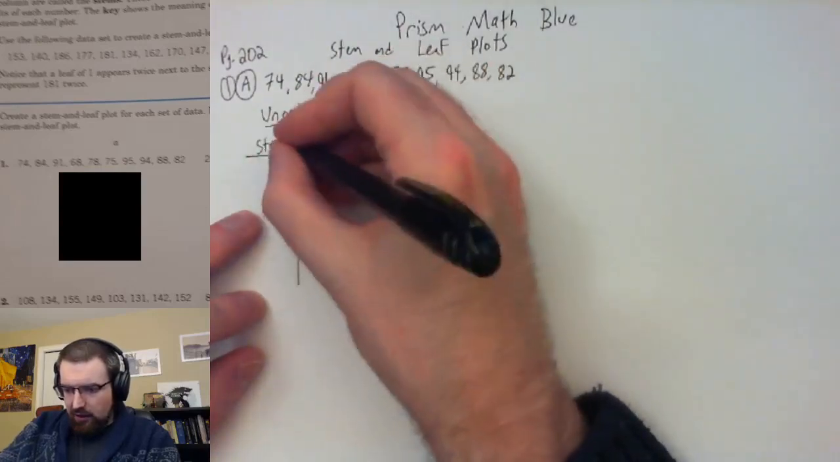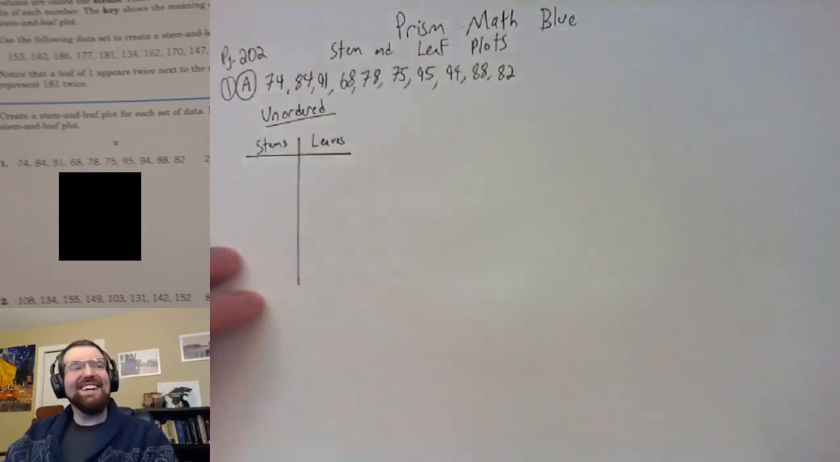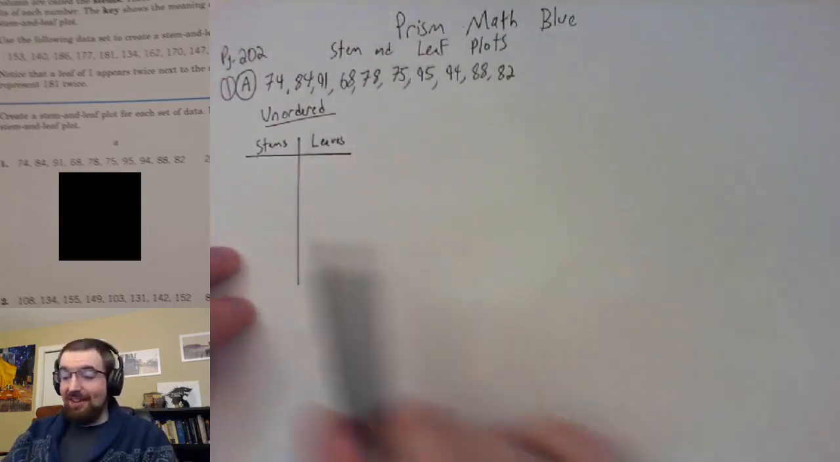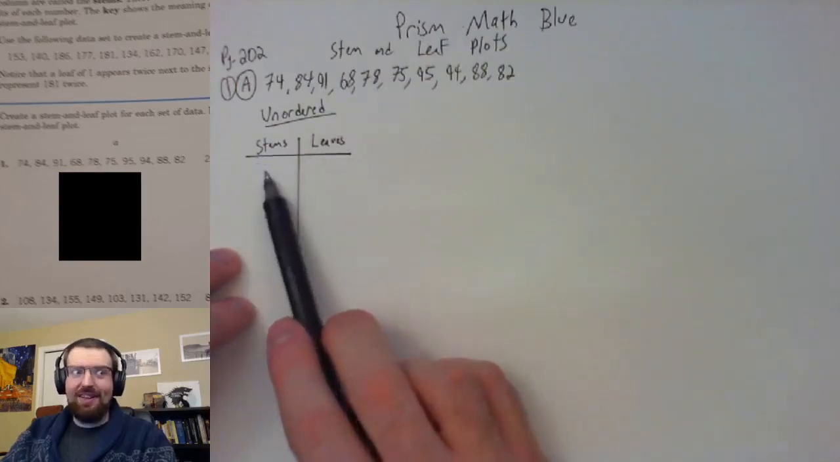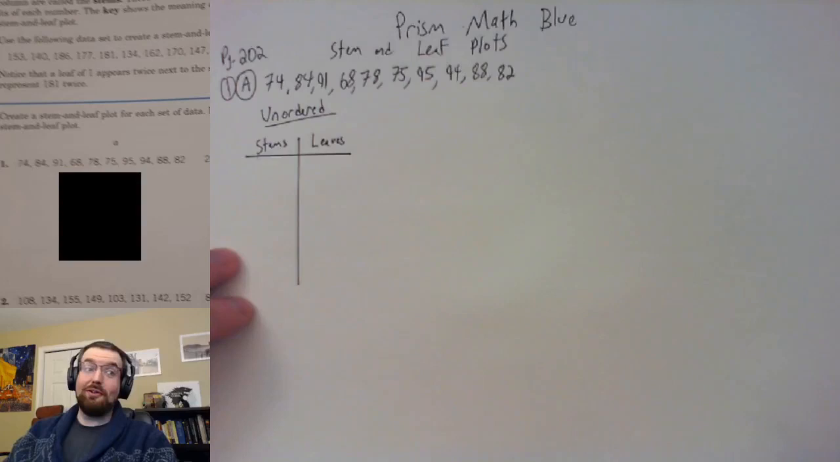Stems and leaves. Now, that's a nice cross-curricular English one. It's not a stem and leaf plot. No, it's a stems and leaves plot, unless you only have one of each, right? You need the plural form.